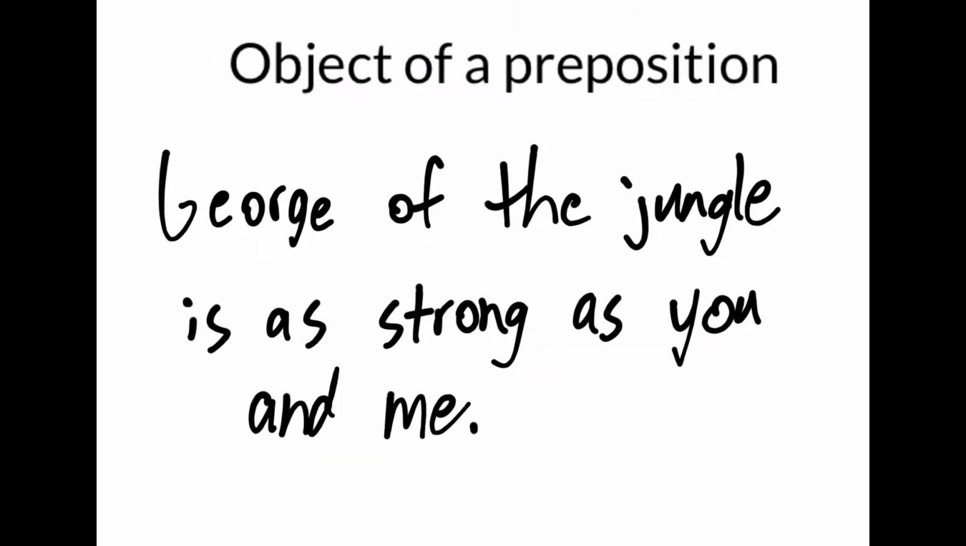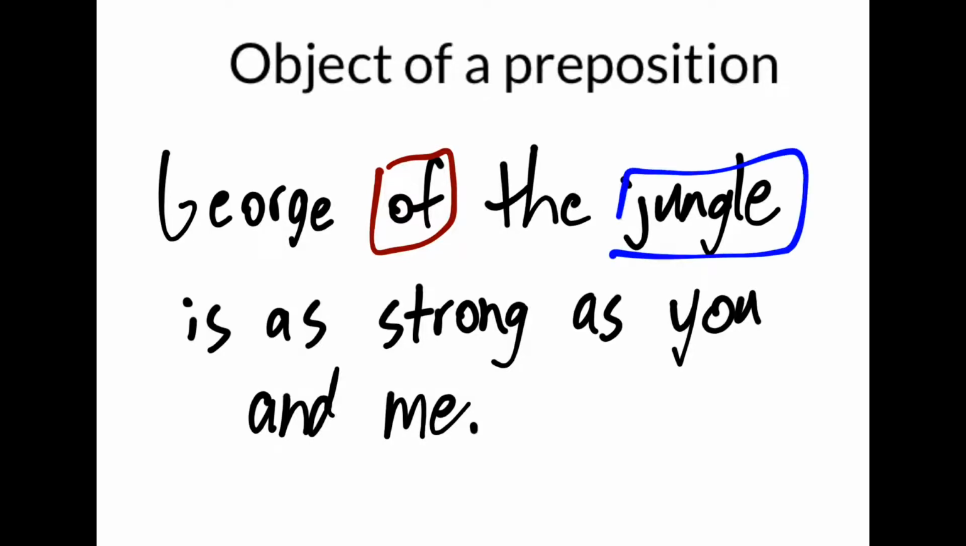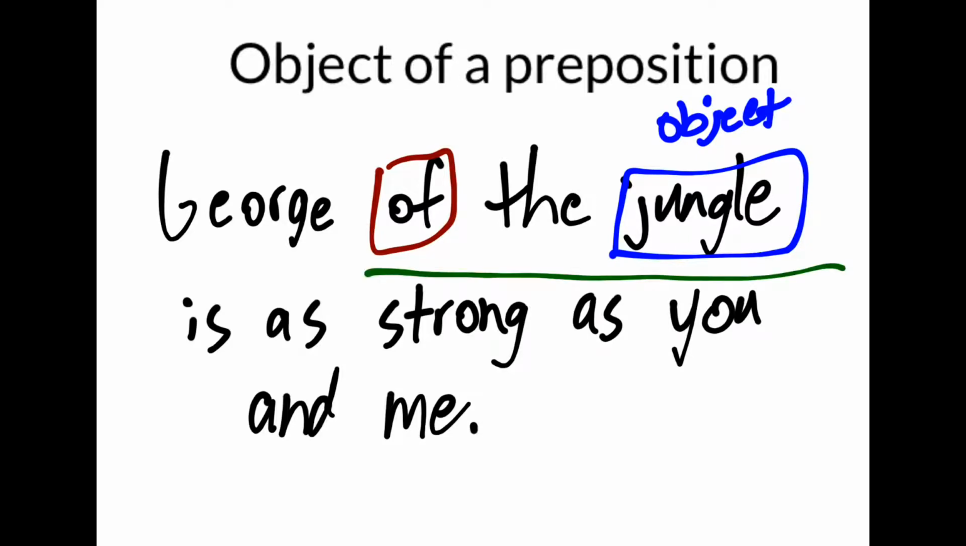In a sentence like George of the jungle is as strong as you and me, of is our preposition, and jungle is the object of that preposition. So if there is a preposition, there will always be an object of the preposition. A preposition cannot exist by itself. The combination of this preposition and its object is called a prepositional phrase.